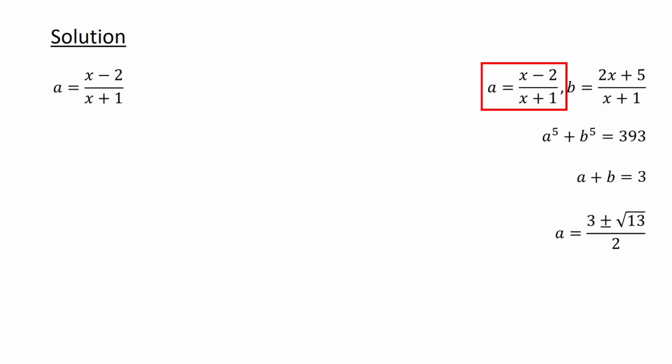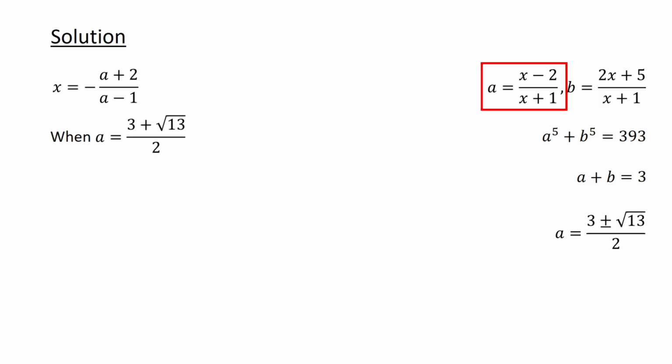Since a equals (x - 2)/(x + 1), let's try to express x in terms of a. To do that, we first multiply by x plus 1 to clear the denominator. Next, move x to the left side and a to the right side. Then we factor the left side, and divide by a minus 1, to obtain x equals (-a + 2)/(a - 1).